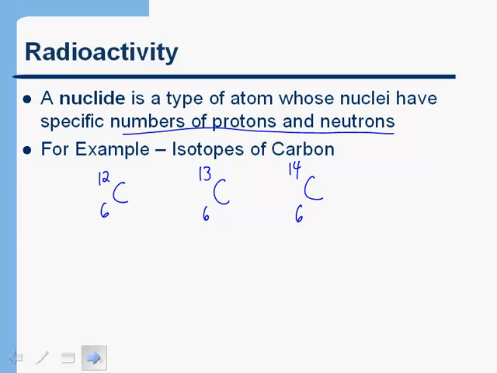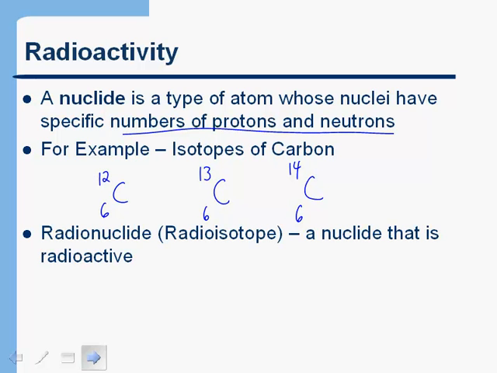Now, it turns out that some nuclides are radioactive, and we call these radionuclides or radioisotopes. That simply means a nuclide that is radioactive. Continuing with the example from above, carbon-12 and carbon-13 are not radioactive, but carbon-14 is. So carbon-14 would be an example of a radioisotope or radionuclide, simply meaning it's an isotope that's radioactive.